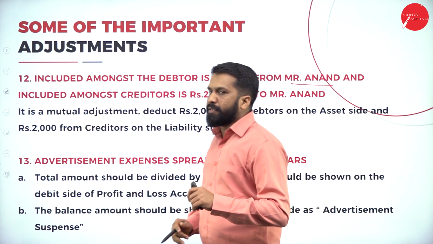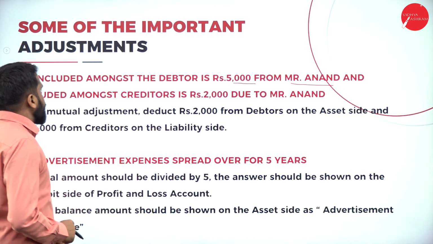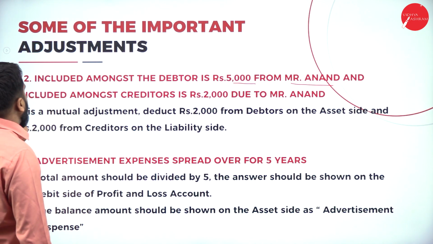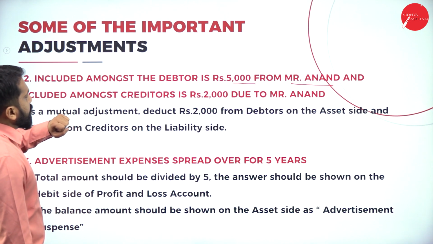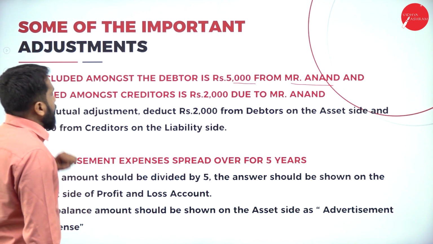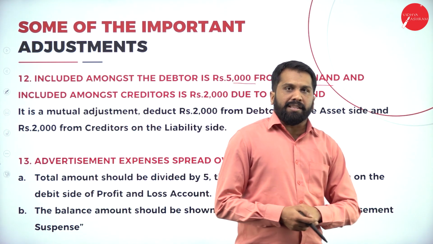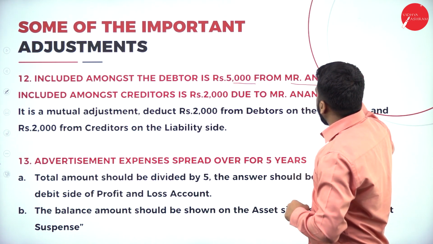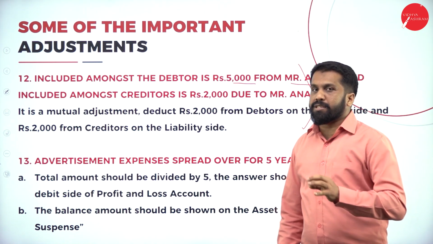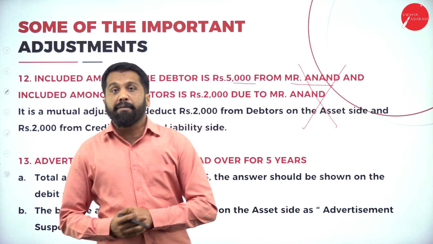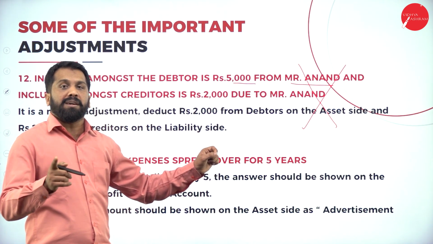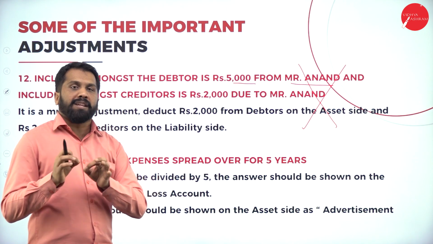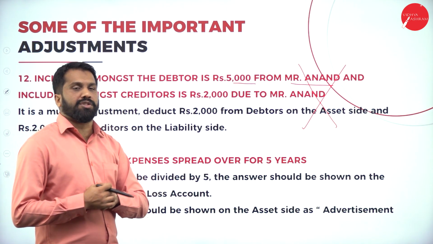Anand. I have just given you an example. Now, included amongst the debtors is 5,000 from Mr. Anand. Include amongst creditors 2,000 due to Mr. Anand. Like, from the debtors worth rupees 5,000, you received 2,000 from Anand, which is included. Don't worry about this. We will discuss it while doing the problem. But you have to remember, you have to write this down. While doing the problem, I will explain what this is. Why? Because the actual problem will give you a clear picture.